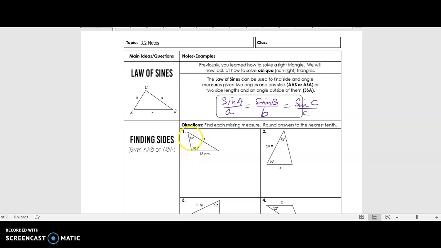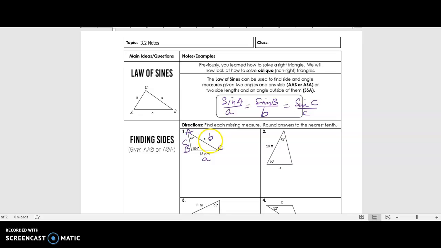So we have here a triangle. Let's call the angles A, B, and C. The side opposite angle A is the lowercase a. The side opposite angle B is lowercase b. The side opposite angle C is the lowercase c.